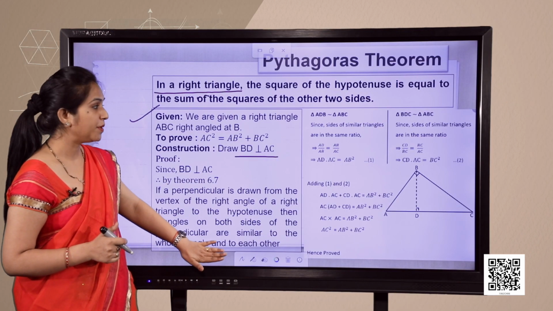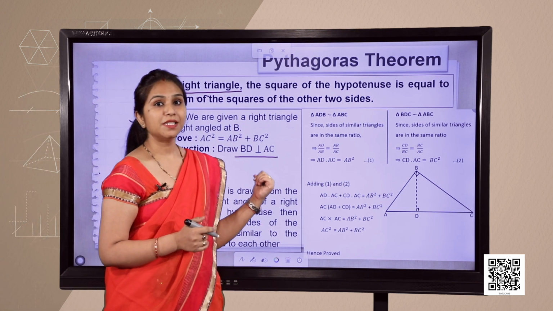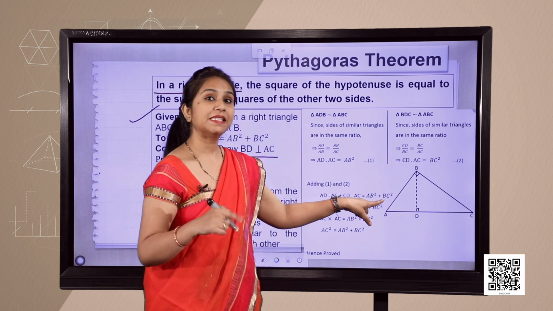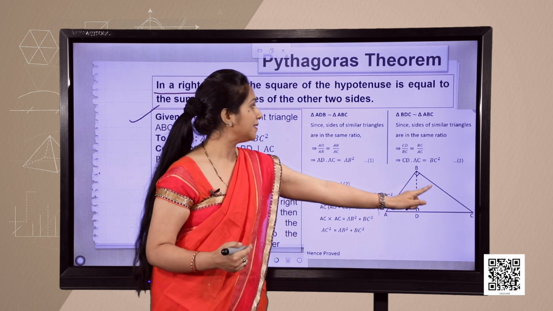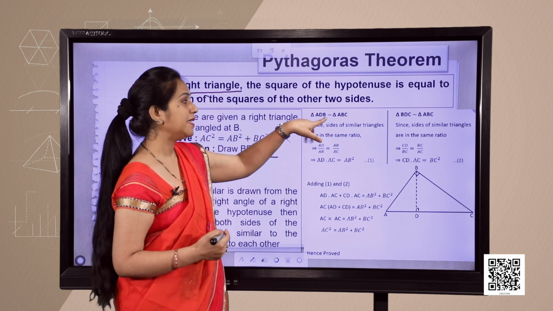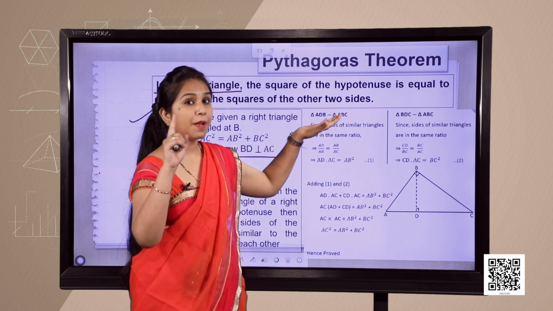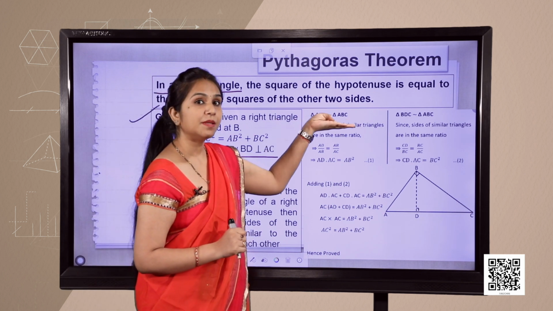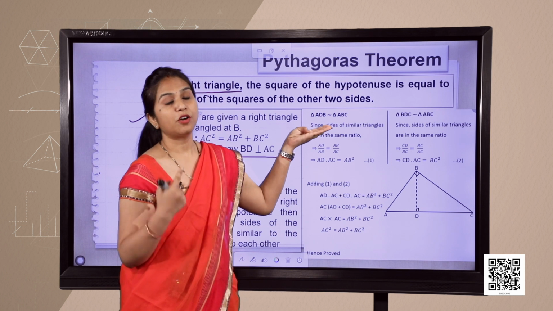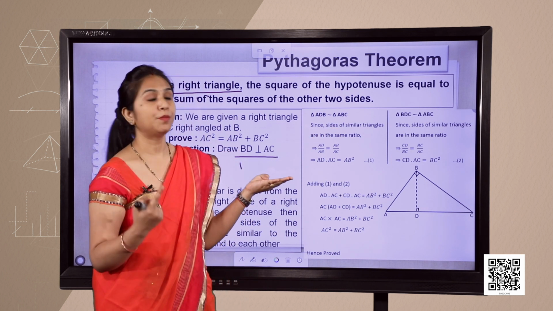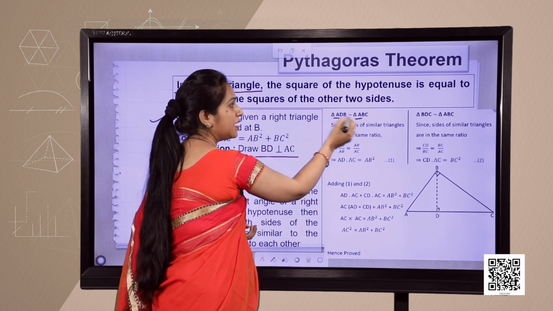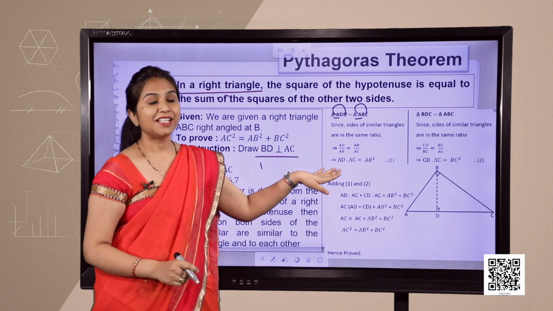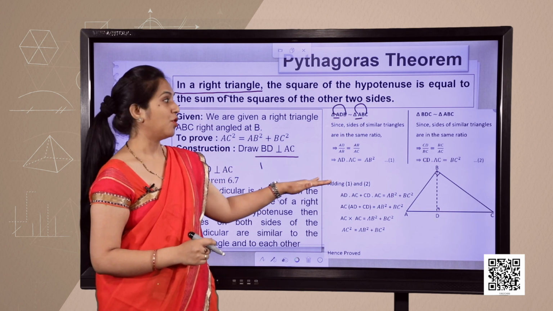I have written the theorem here. Now, see, according to this theorem 6.7, this triangle ABD will be similar to the whole triangle ABC. So, we have written triangle ABD is similar to ABC, but remember the naming of the triangle is very important. Now, since the triangles are similar, we can show that their sides are in proportion. So, write down carefully, AD upon AB is equal to AB upon AC. That selection of sides is very important.